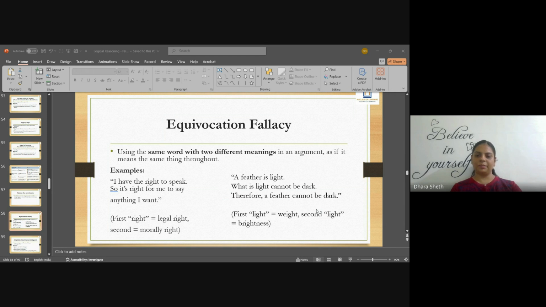Clear? Clear with equivocation fallacy? Same word, different meanings. In the first argument, you give a different meaning. In the second argument, you use a different meaning. And then you draw a conclusion which is wrong, which is a fallacy.